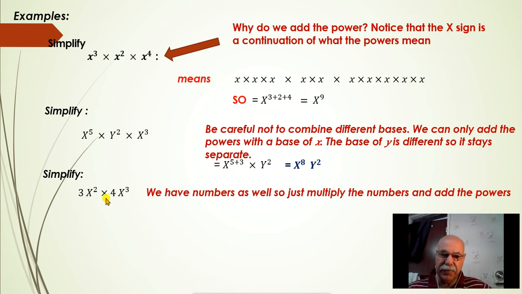Only here we multiply the numbers first and after that add the powers for x. It becomes 3 times 4 times x to the power of 2 plus 3. So 3 times 4 is 12. x to the power of 2 plus 3 is 5. This is the result.